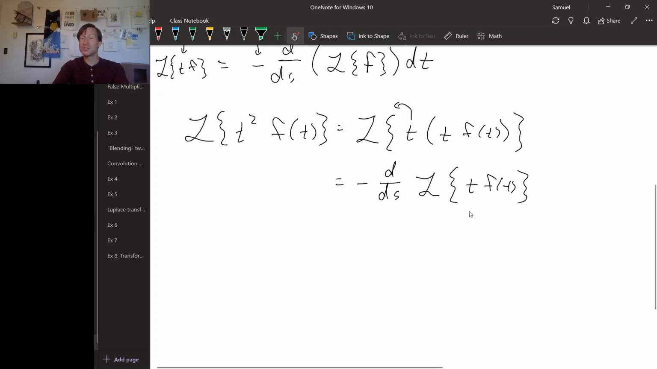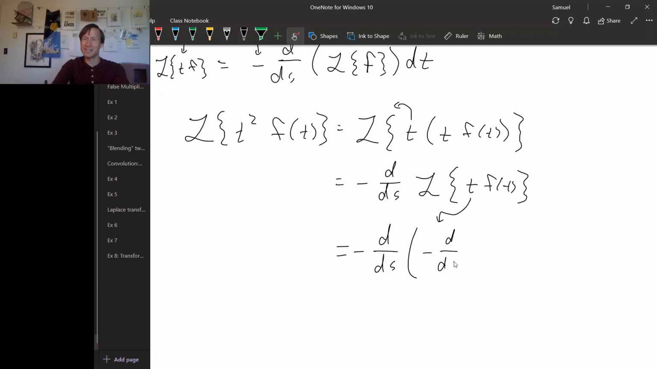But what's left this time is t times f of t. So we still have a Laplace transform left here to calculate, but we can use the exact same derivative rule to calculate it. So minus derivative with respect to s of, and then a multiplication by t on the input of a Laplace transform produces minus derivative with respect to s on the outside of the Laplace transform. And then we can put all of this together. So the minus signs cancel, and we have two derivatives with respect to s. So this turns into the second derivative with respect to s of the Laplace transform of f.